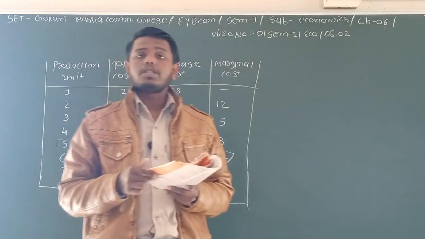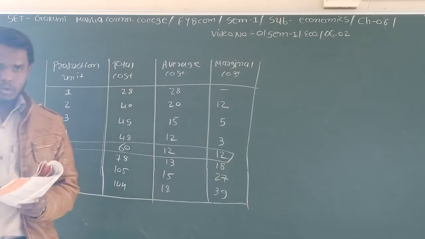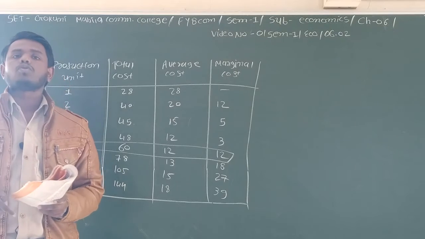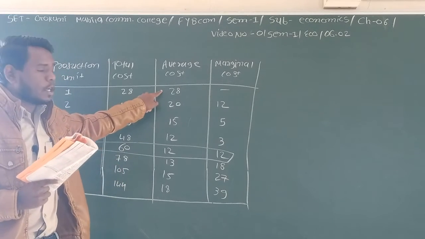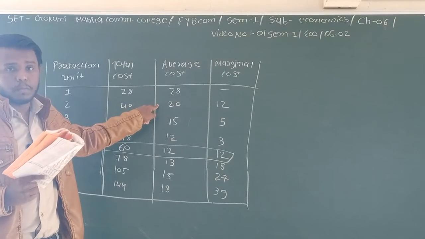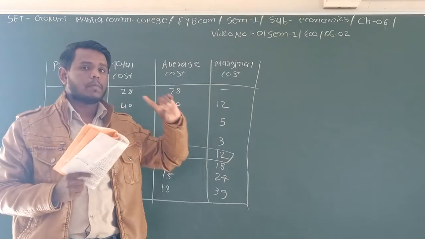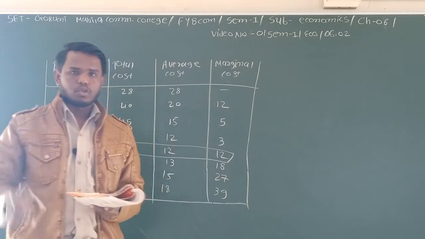It means there is a direct relationship. If average cost decreases, marginal cost will also decrease. If average cost increases, marginal cost will also increase. There is no possibility that average cost will go from 28 to 20 and the marginal cost will go from 12 to 50. This is not possible in average cost and marginal cost.